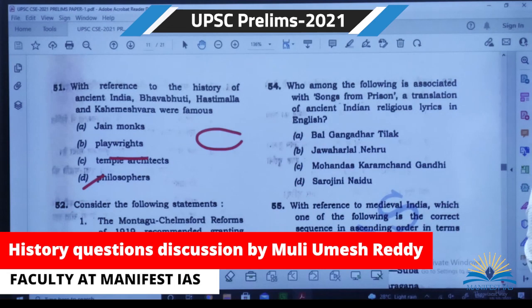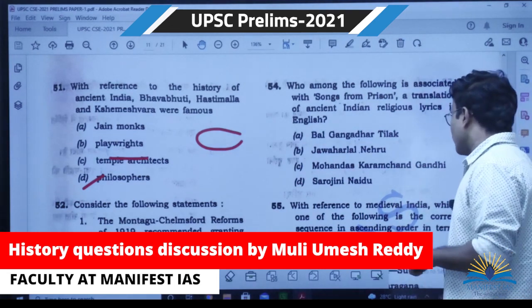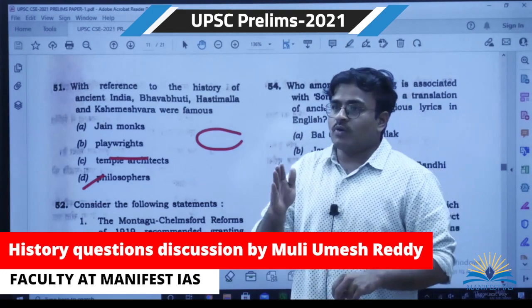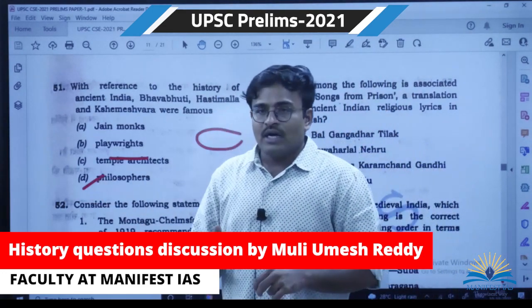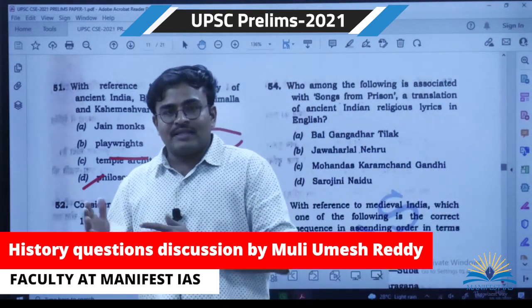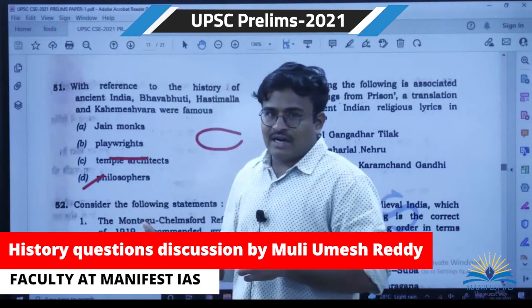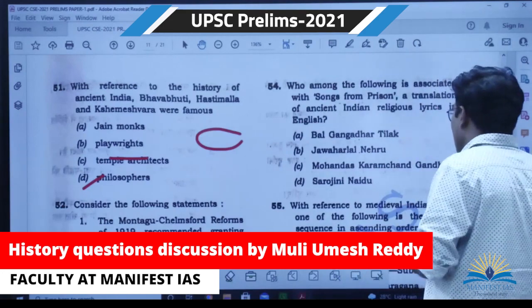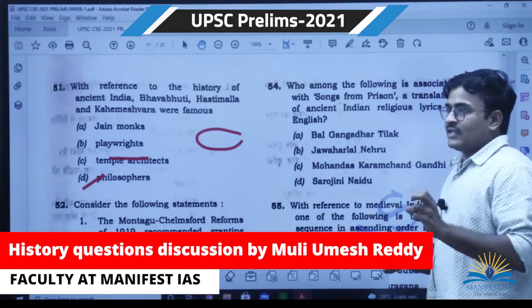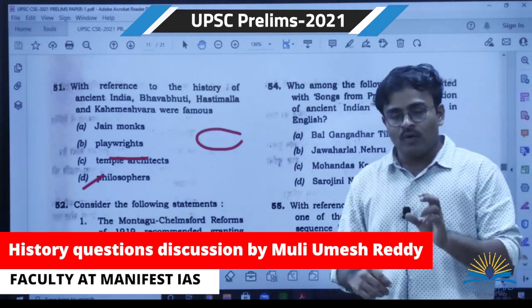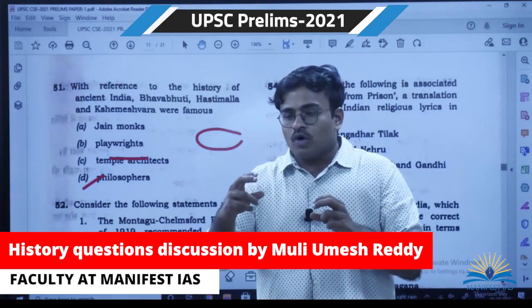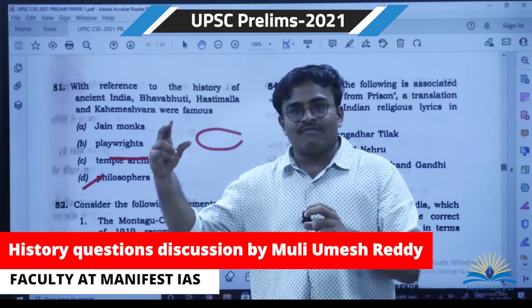When it comes to the 55th question, with reference to medieval India, which one of the following is the correct sequence in ascending order in terms of size? Ascending means the smallest first and the largest in the later half. So this is talking about the Mughal administrative units. Paragana is considered to be the smallest administrative unit. Over the village, first Grama is there. Over the village we have Paragana. Over Paragana we have Sarkar, and over Sarkar we have Subha.